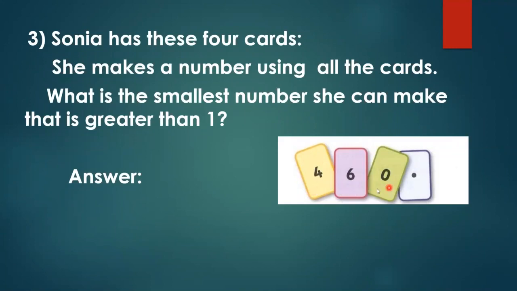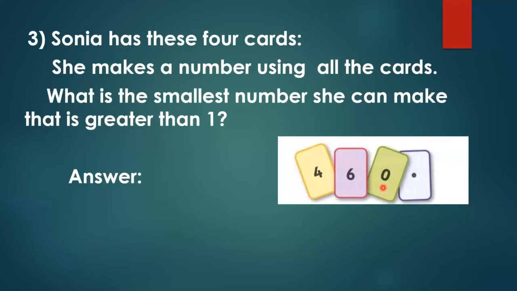So the rest of the cards are 6, 0, and a decimal point. After 4, I will be opting for the decimal point. So 4 point, and next the rest of the two numbers, 6 and 0. You can either create the number 4.60 or 4.06. Now the question is, what is the smallest number? We need to make the smallest number.